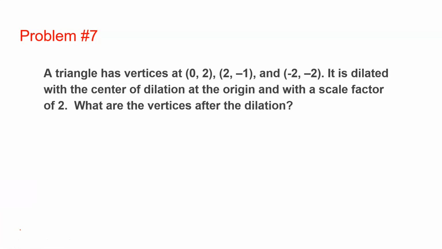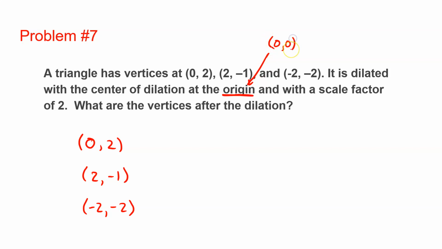Okay, problem number 7 here. It says a triangle has vertices 0, 2. So I'll write it out, 0, 2, 2, -1, and -2, -2. It is a dilation with the center of the dilation at the origin. So again, when we're dilating from the origin as the center, 0, 0, we're going to go ahead and use those coordinates. When I dilate from the origin, I can use the coordinates. And we're going to apply a scale factor of 2. Scale factor of 2. And it's asking what are the vertices after that dilation.